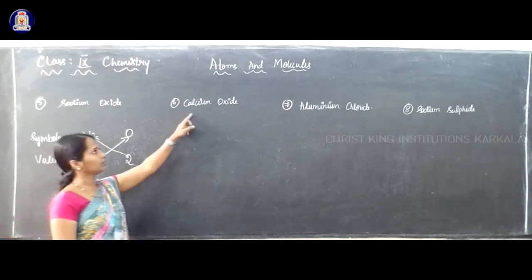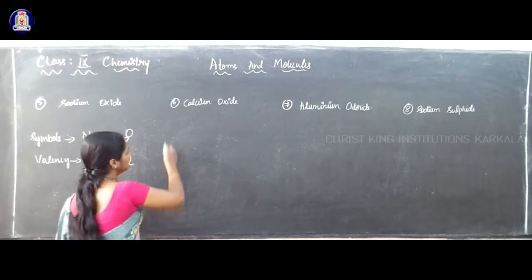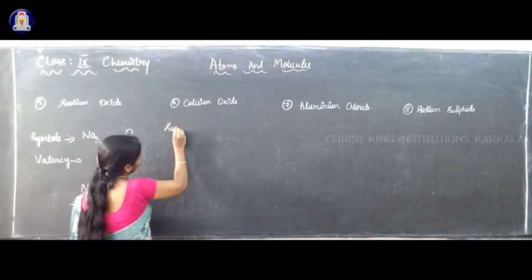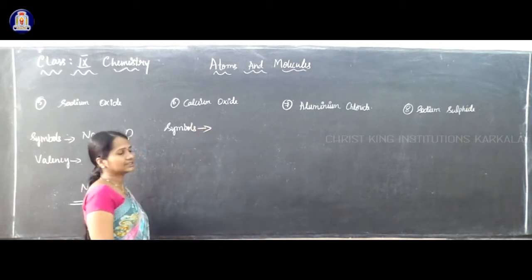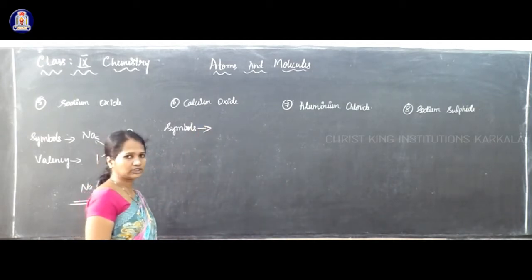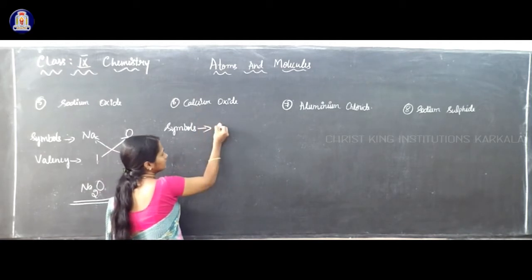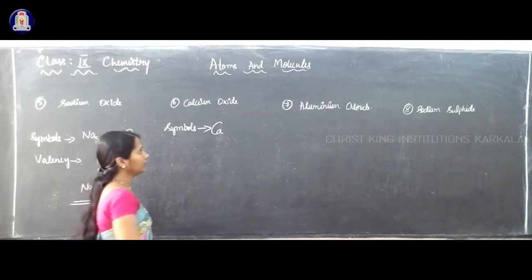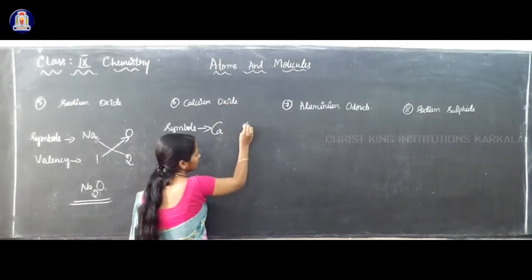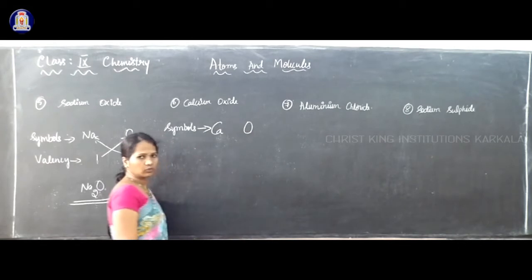Come to next compound, calcium oxide. Symbols of the elements present: one is calcium, another one is oxygen. Symbol of calcium, capital letter C, small letter a. Calcium can be represented as Ca. Oxide, oxygen can be represented by capital letter O.